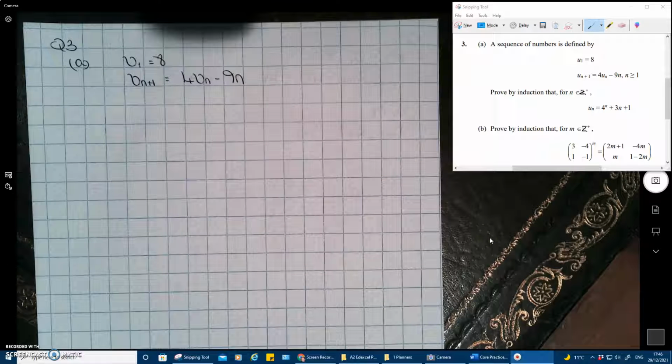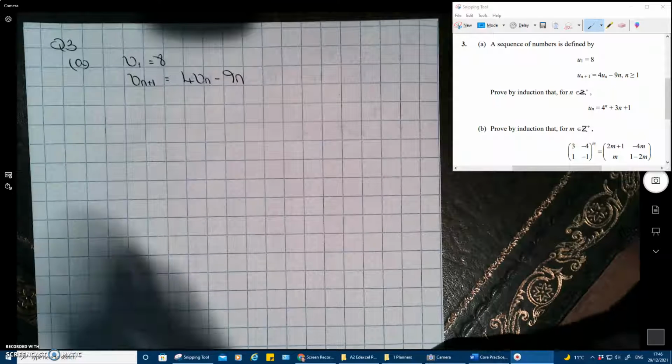Okay, question 3, which is 2 questions on proof by induction. You'll notice there should have been a Z here as a typo or misprint. So positive integers, positive integers. So the first one, we're showing that that recurrence relation works for any value of n greater than or equal to 1. We find the first few terms.